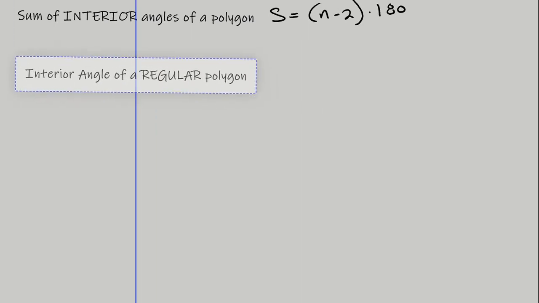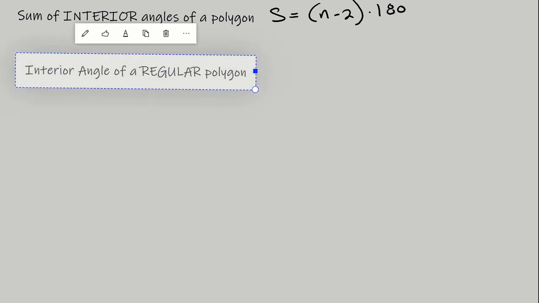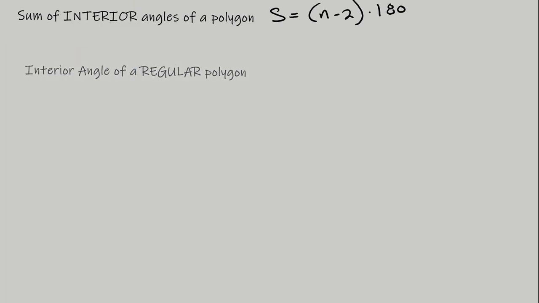And then we went on to talk about the interior angle of a regular polygon. Remember, regular means the same: all the angles are the same and all the side lengths are congruent. So if we're looking for one interior angle, in simple words it's going to be S over N. It's simply S over N, but we want to take it a little further.